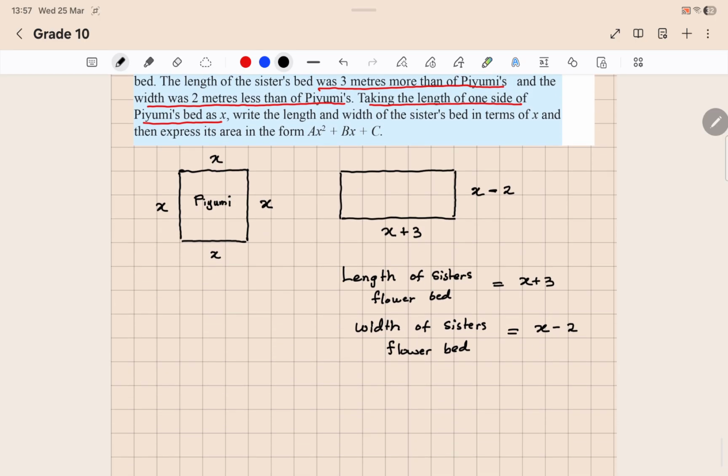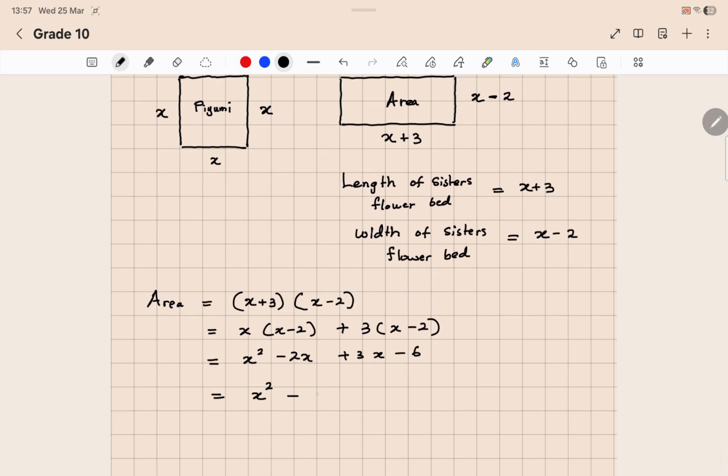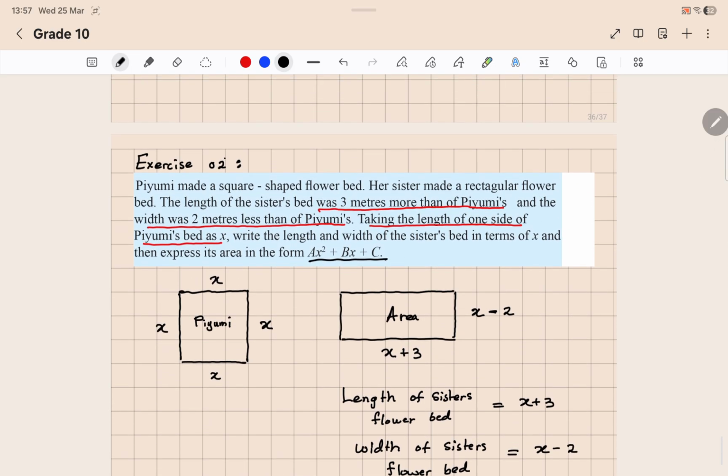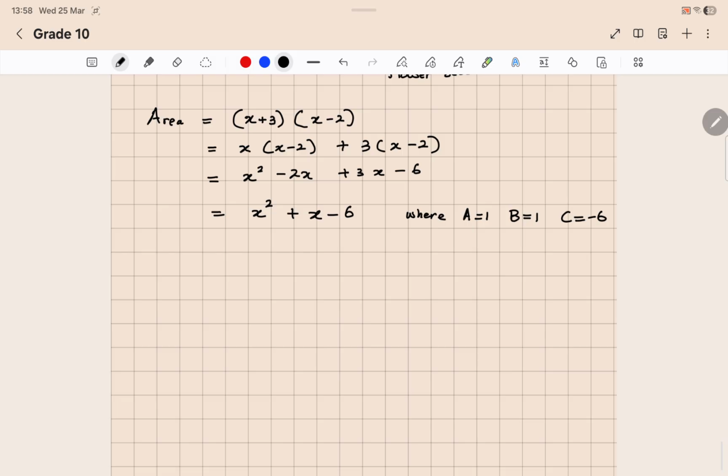Now we did that. Then finally express this area, sister's flower bed area, in this form. So area is equal to what? Length, which is x plus 3, into width, which is x minus 2. Right. So now expand and get the answer. So you get x squared minus 2x plus 3x minus 6. Simplify the x terms. So x squared plus x minus 6. So ax squared plus bx plus c form, where capital A is 1, capital B is 1, and capital C is minus 6. You don't need to write A equals 1, B equals 1, or C equals minus 6. You just need to write this as your final answer.